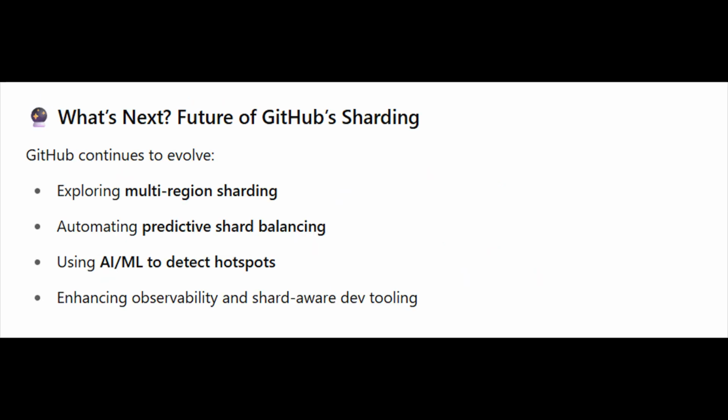What's next? Future of GitHub's sharding. GitHub continues to evolve, exploring multi-region sharding, automating predictive shard balancing, using AI or ML to detect hotspots, enhancing observability, and shard-aware dev tooling.